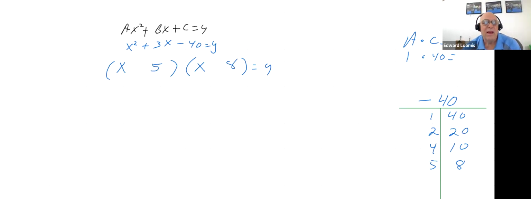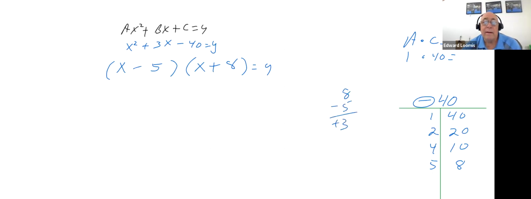Now, remember, I need to subtract to get 3. And I need 3 to be positive. So if I'm subtracting, whatever the sign is for B, I'm going to put it on the biggest number. It's positive, so I make the 8 positive and the 5 negative. 8 minus 5 is a positive 3.